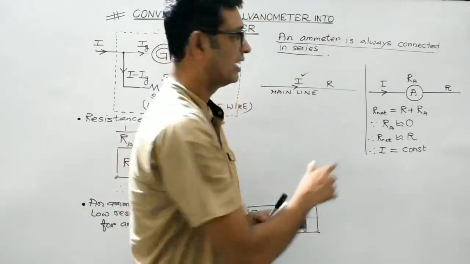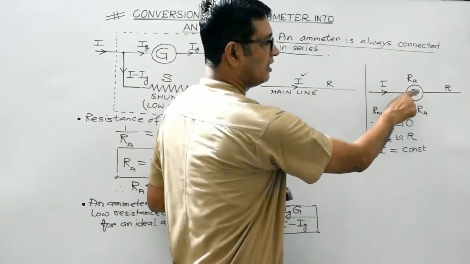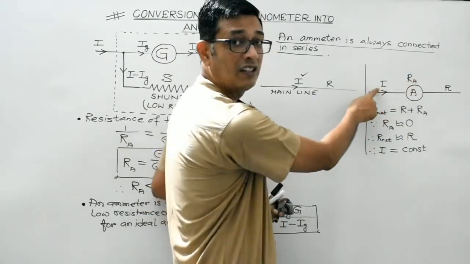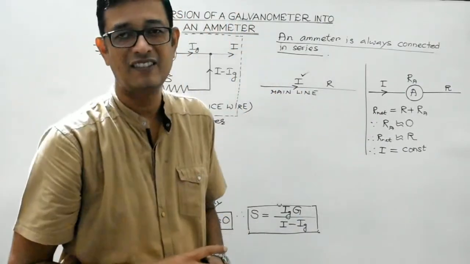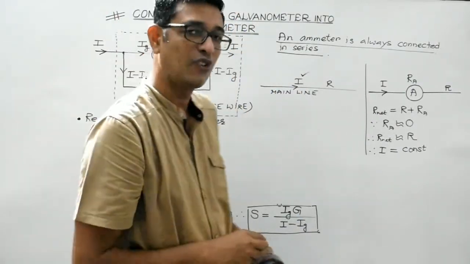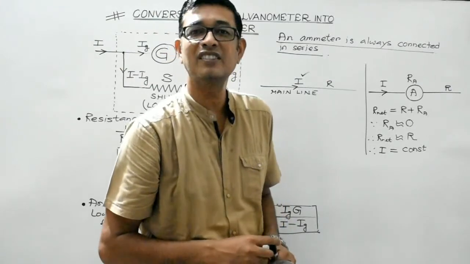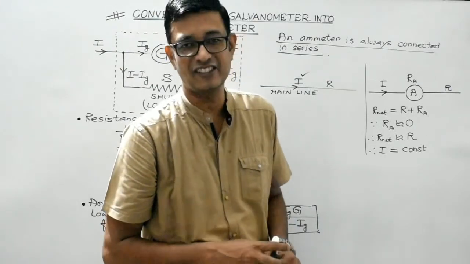Therefore, on connecting an ammeter to the main line in series, the ammeter is able to give this reading of I, which is the true value of the current flowing through the wire. So this is the reason why an ammeter should always be connected in series in an electric circuit.